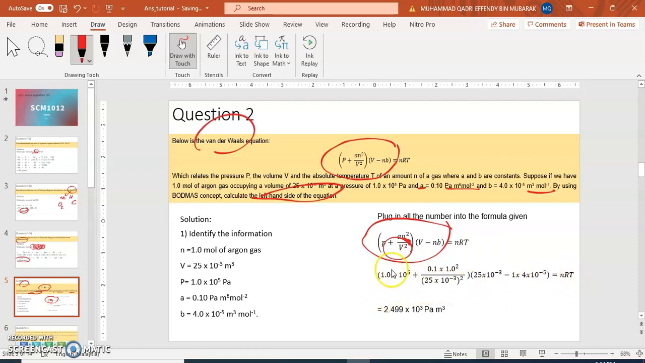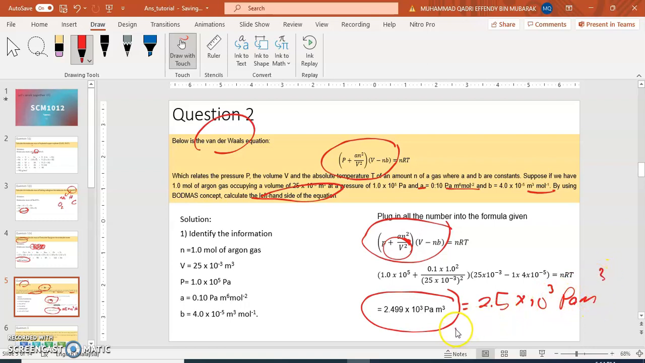By using our calculator, we can calculate this value. We will get approximately 2.499 times 10 to the power of 3 Pascal per meter cube. You can also write it in this form: because it's 2.499, it's close to 2.5 times 10 to the power of 3 Pascal per meter cube.